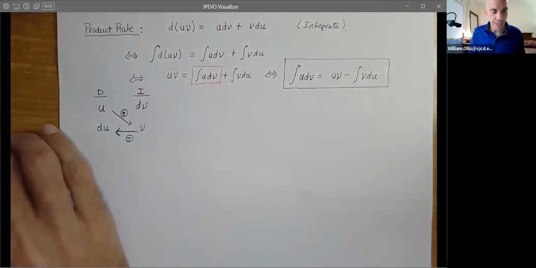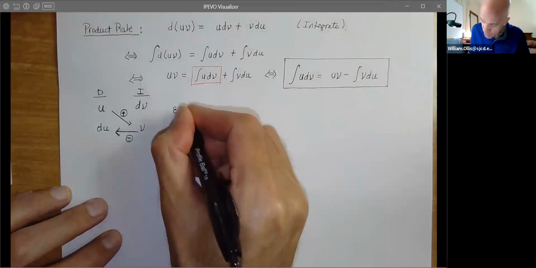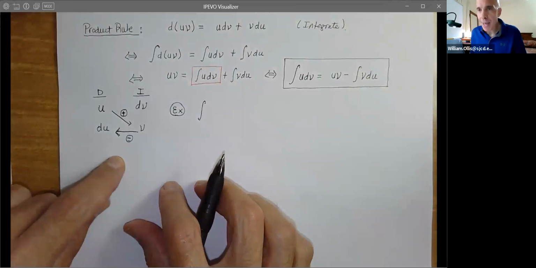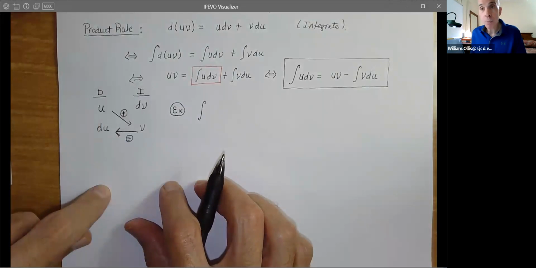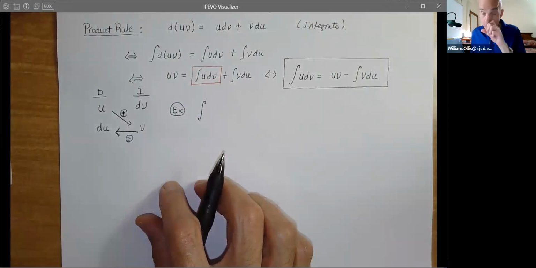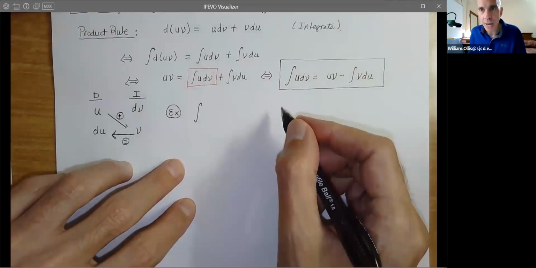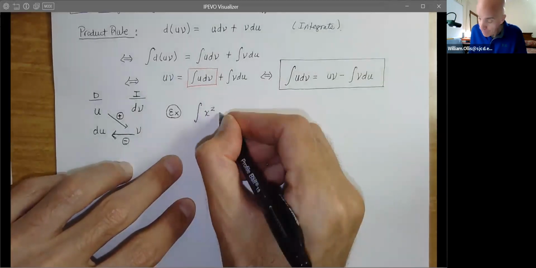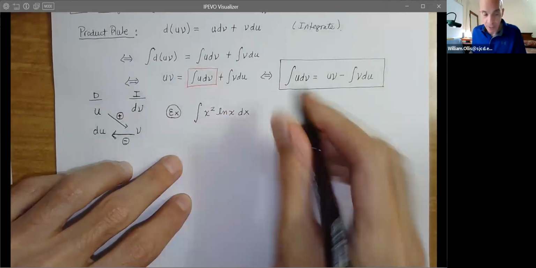So let's look at a simple example. This is right from your WebAssign. Say we have, and when I say one pass, this is one pass of integration by parts. I'll show you how to do more than one pass in a simple way to execute the integration by parts when you have a very simple setup. So again, the simplicity is what we have to look for. So say we have x squared natural log x dx, and this is an indefinite integral.